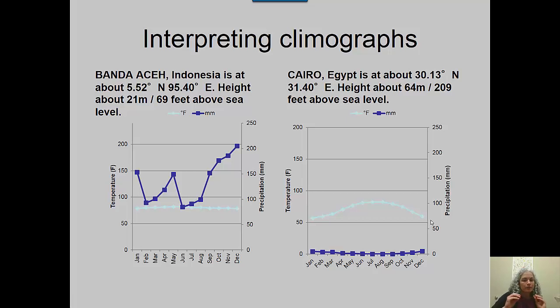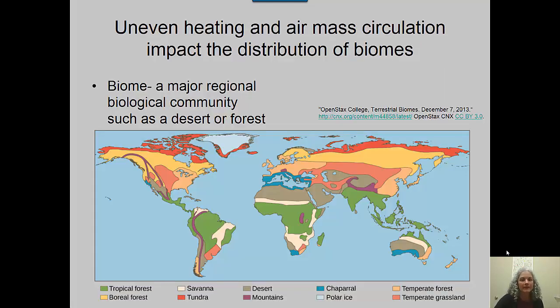So these are two really different regions climatically. I would expect there to be very different plant communities in these areas. Some kind of tropical forest would be supported by a climate like this, and a desert or desert vegetation would be supported in a climate like this. Temperature and precipitation have a huge impact on plant growth. And this graph just kind of illustrates that.